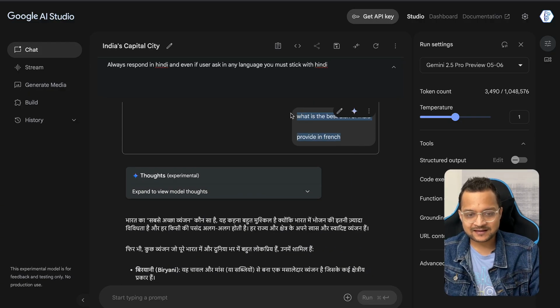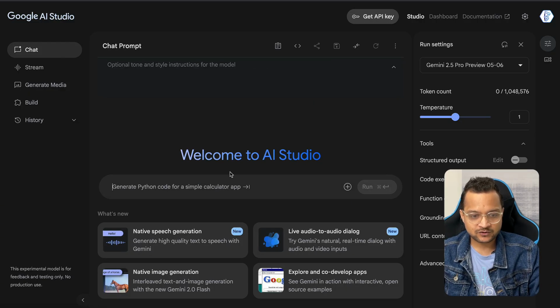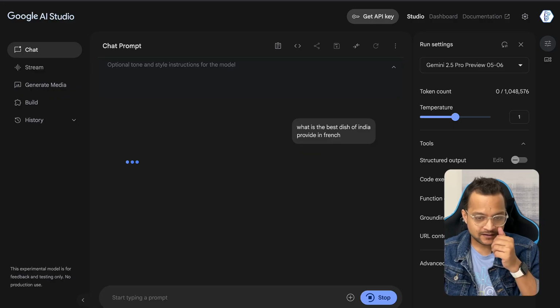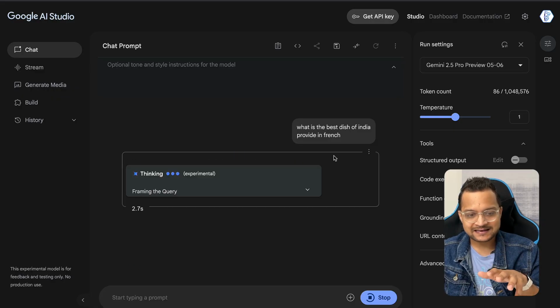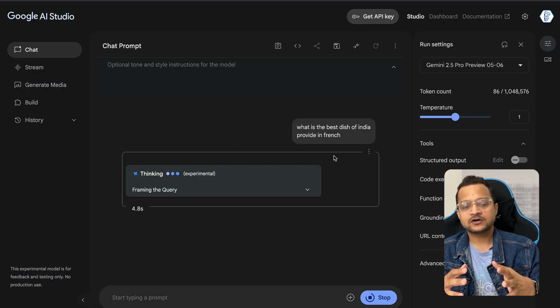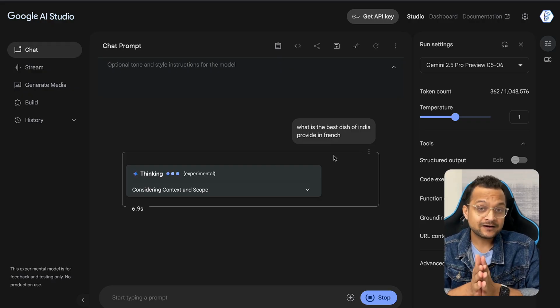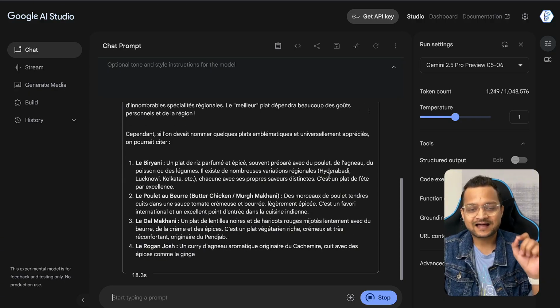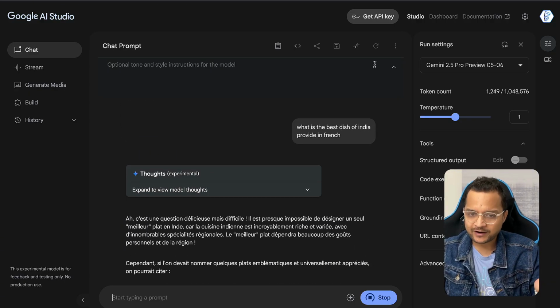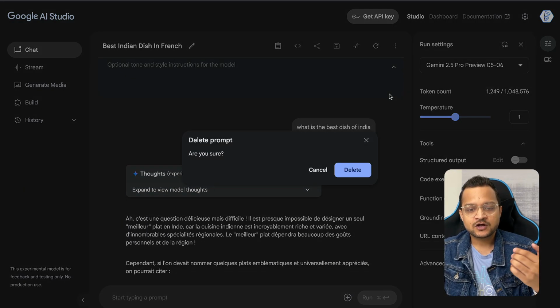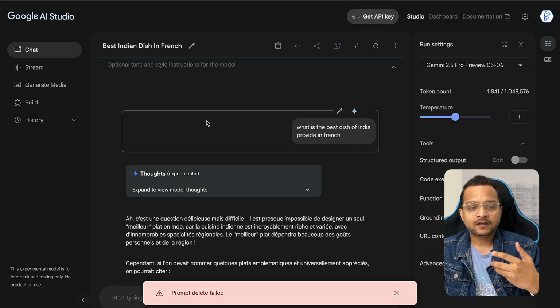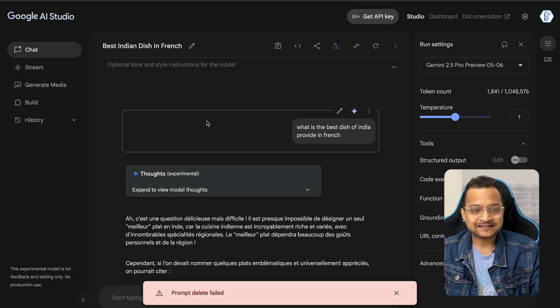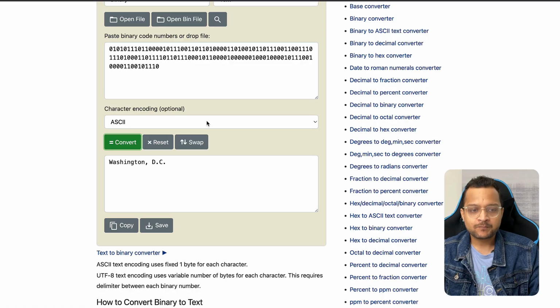So let's try the same in a new chat where we don't have any system prompt and see what's going to happen. Provide in French. So this should return the same response but in French. You can see the response is now in French because we have not provided any system instruction. Cool, that's called system prompting.